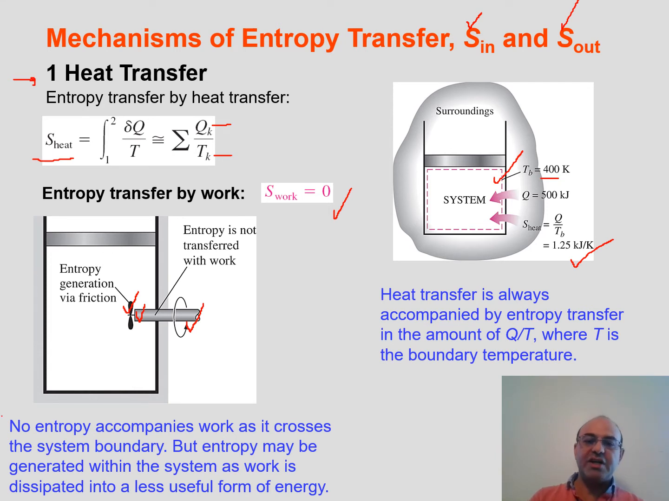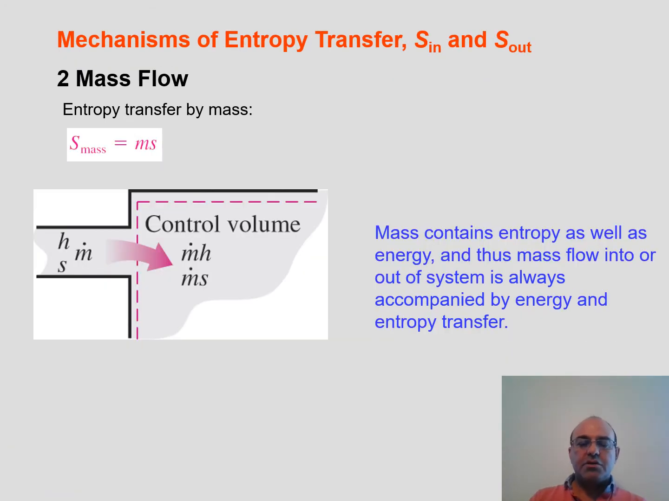So we can say that no entropy accompanies work as it crosses the system boundary, but entropy may be generated within the system as work is dissipated into a less useful form of energy, which is like heat. So entropy is transferred by heat transfer. Anytime that we have heat transfer, we have entropy transfer as well. And work does not transfer entropy by itself.